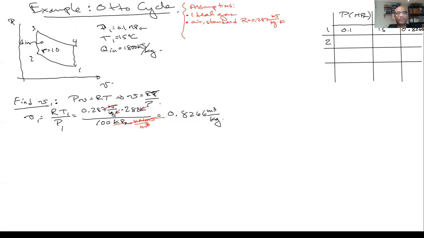So if I reduce the volume by a factor of 10, I reduce the specific volume by a factor of 10. So at state two, this is 0.08266. At state three, the volume is constant, the mass is constant, 0.08266. And at state four, the volume comes back to our original volume, 0.8266. There we go. We have V1. Now we want to find P1 and T1. We're going to do this by following the path from state one to state two.